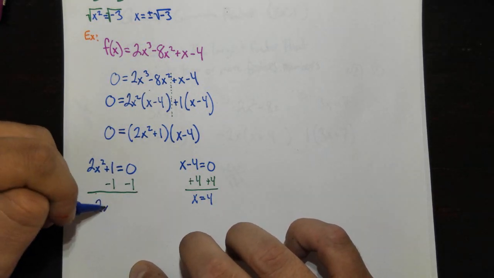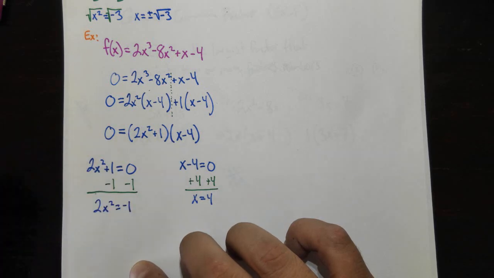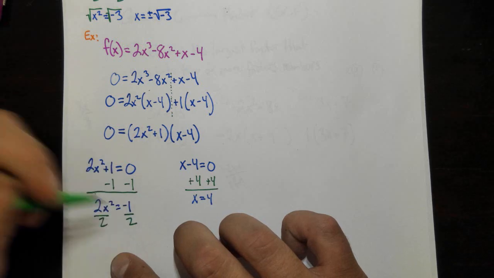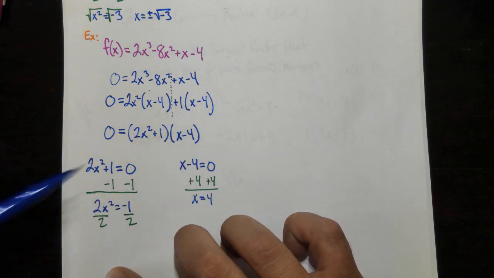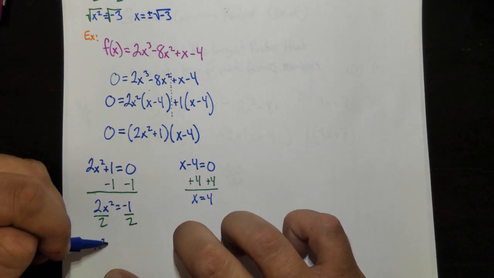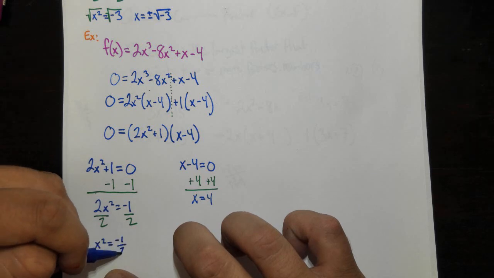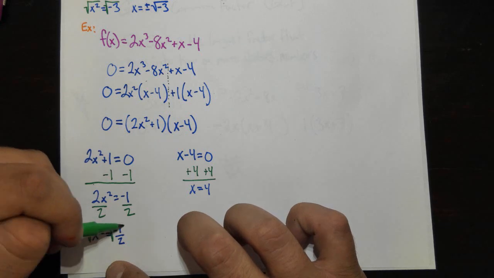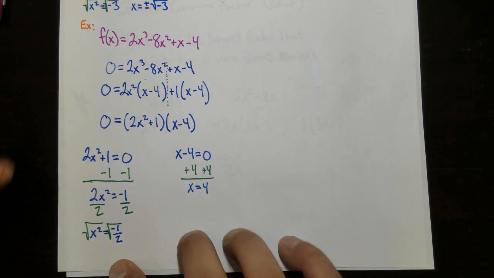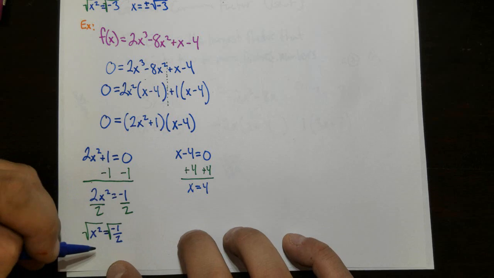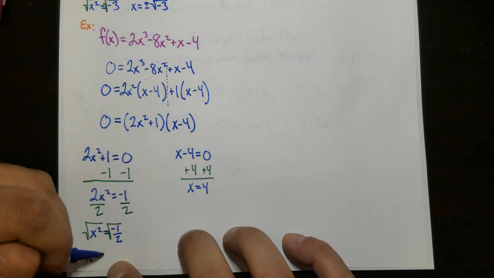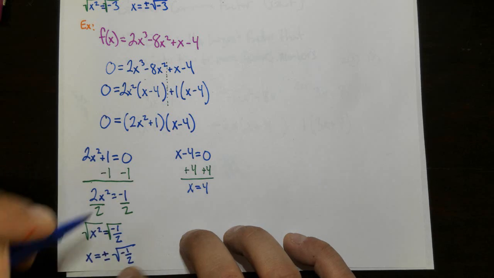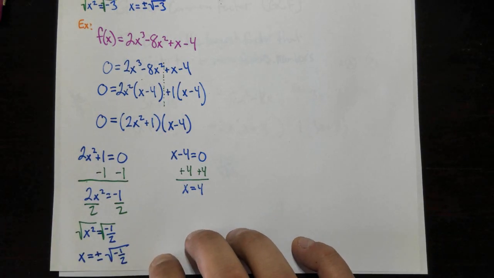We have 2x squared equals negative 1. Divide both sides by 2. So x squared is equal to negative 1/2. And then take the square root of both sides. And again, you'll see we have a negative under the square root. Just leave it like that for now, and we'll talk about that at a later date. So x is equal to positive or minus the square root of negative 1/2. Just like that.